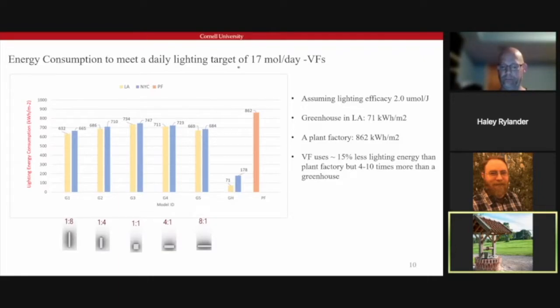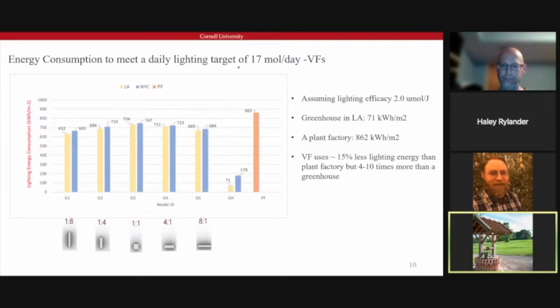consumption. If you don't have access to natural light and you are providing 100% of your crop lighting to meet 17 moles per day with electric lighting, and you have an assumed lighting efficacy of 2.0 micromoles per joule, you'll require about 862 kilowatt hours per square meter of canopy to meet that lighting target. And I think this lighting efficacy is present day. I know some manufacturers report up to 3 or even higher than 3 micromoles per joule, but this is a pretty typical value for present day technology.